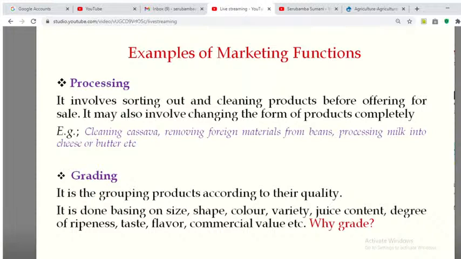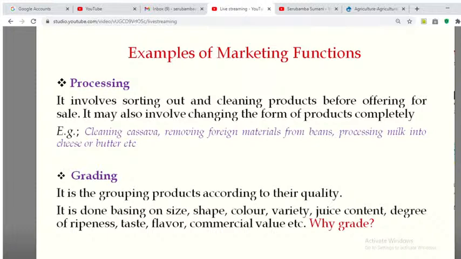Now, students, if you realize, most of the agricultural products are not consumed the way they are in the garden. Okay? When you harvest a product, you don't just harvest and begin consuming. Sometimes some of these products need processing. And processing may involve sorting the product, maybe cleaning the product. Take an example. You have harvested, let's say, beans. You are not going to take the beans just the way they are from the garden to someone to buy. There are things you have to do. You have to remove the chaff. You have to remove the foreign bodies, or the foreign materials, from those beans.